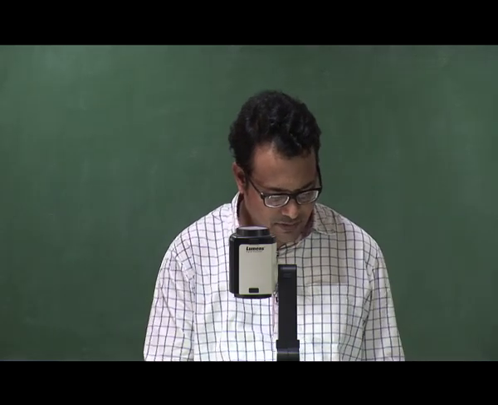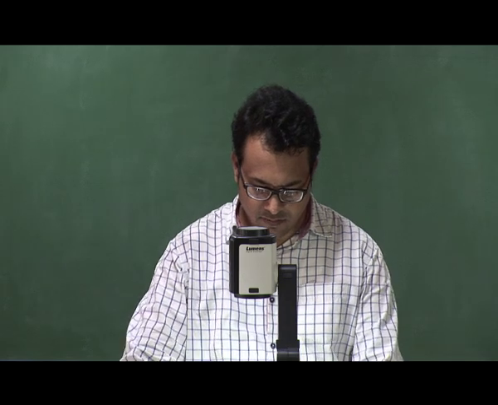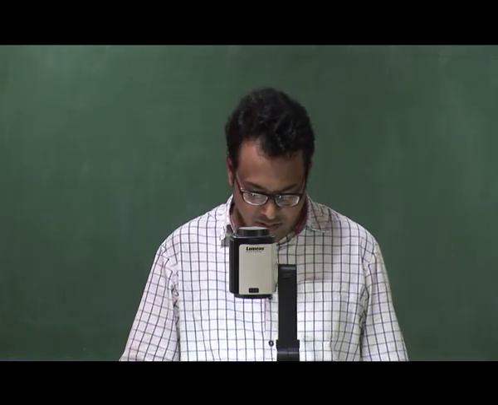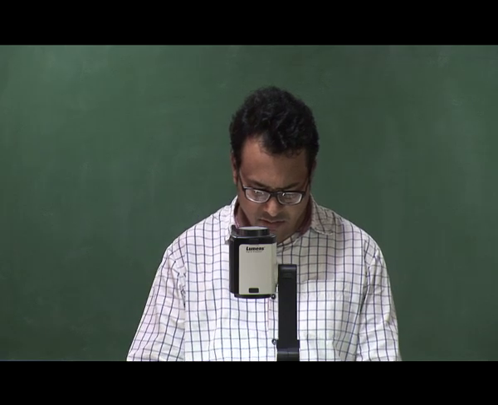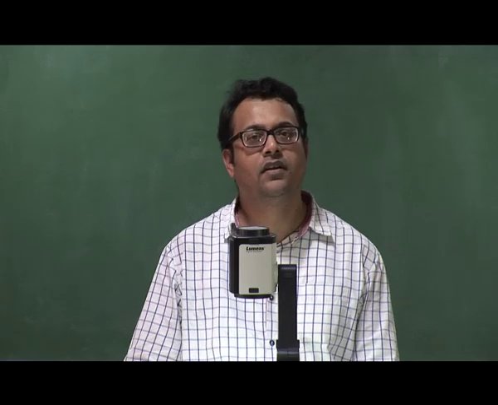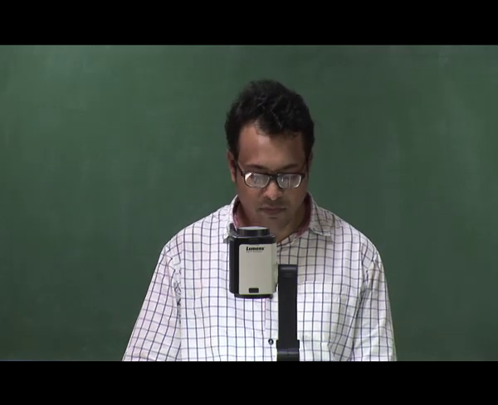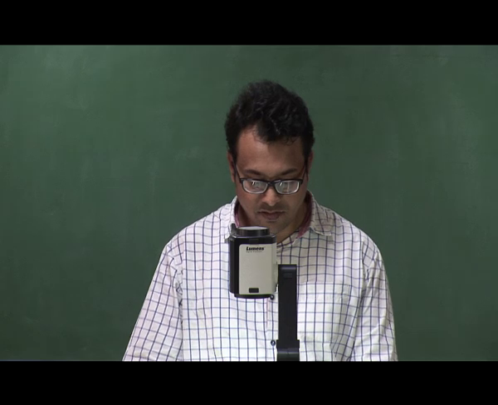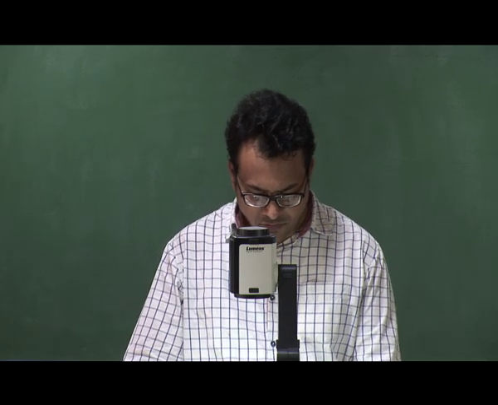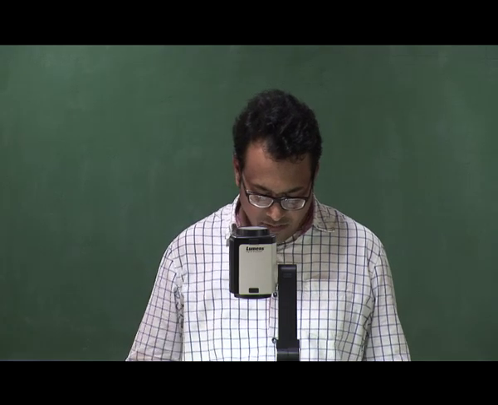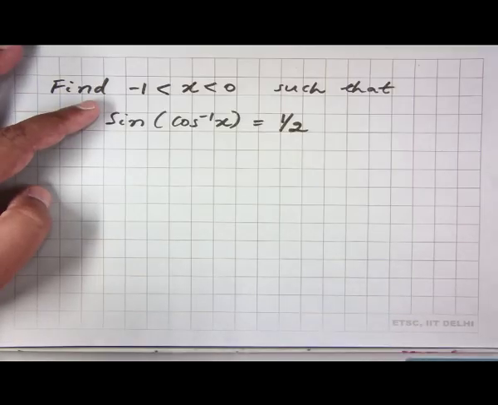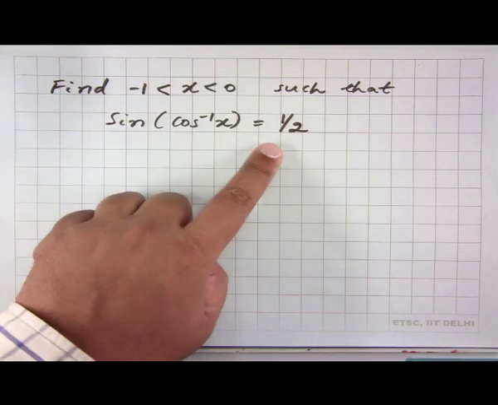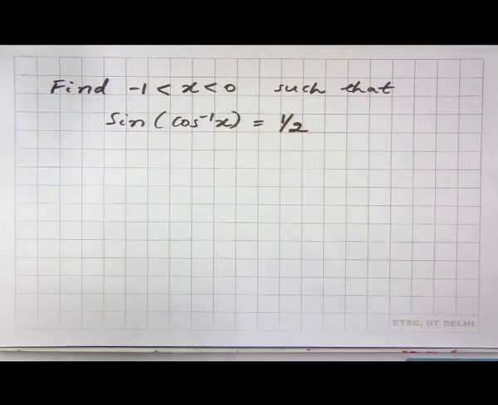Before we start deriving some new relations, here is a general problem that we are going to face throughout this lecture, and also maybe while solving problems related to inverse trigonometric functions. For example, let us say that we are asked to find a value of x between -1 and 0 such that sine of cos inverse x equals half.